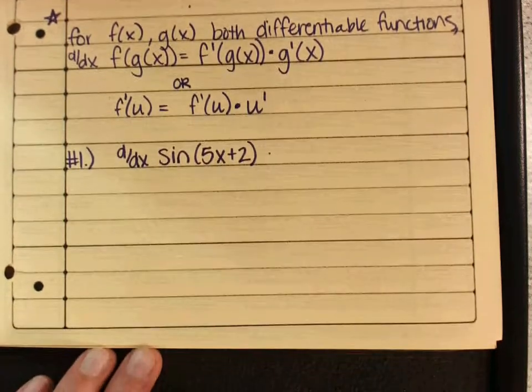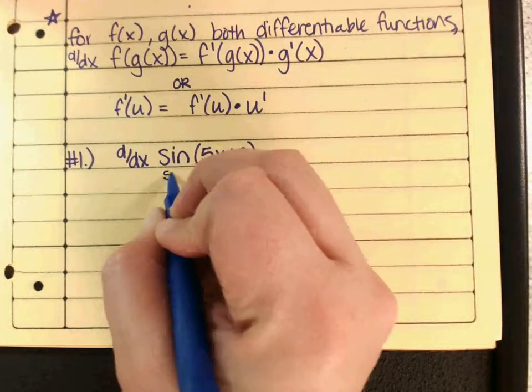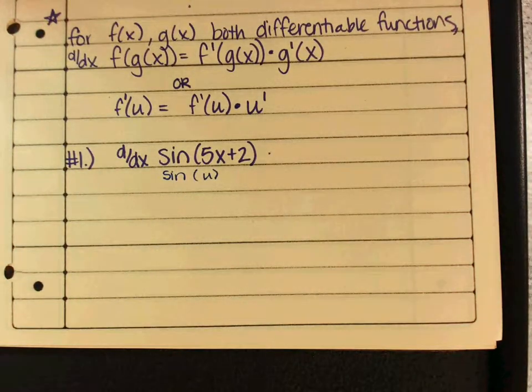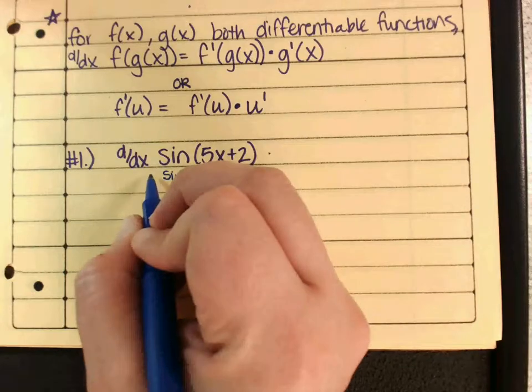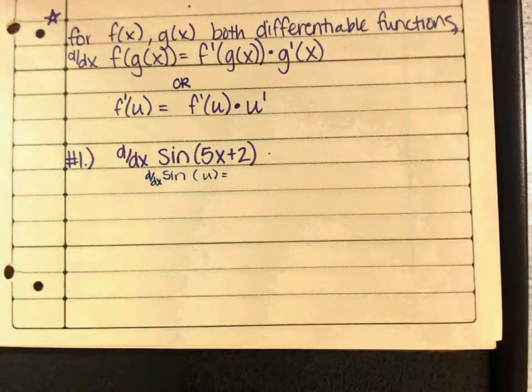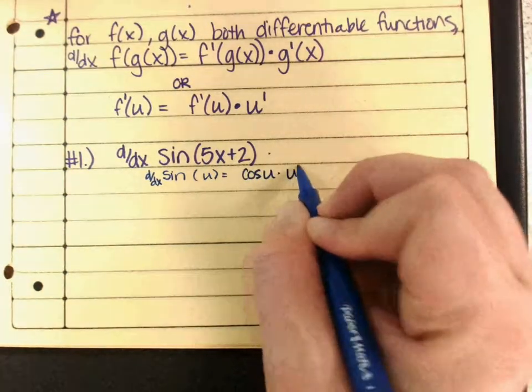Sine of 5x plus 2. First thing that I want you to think about is, what is the outside function? Is it the sine or the 5x plus 2? It's sine. And then I'm going to put of u, just pretend. So all of that stuff in the middle, that's my u. Well, then the derivative of sine u is going to be, what's the derivative of sine? Cosine u times u prime.